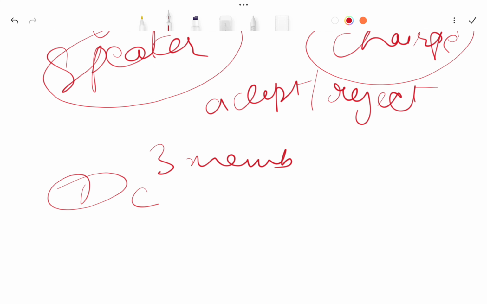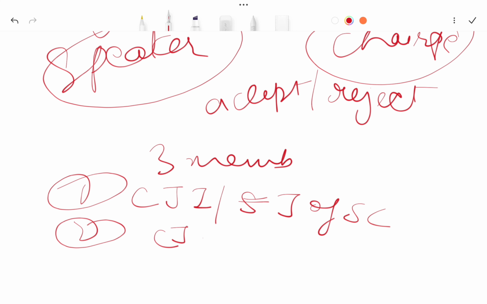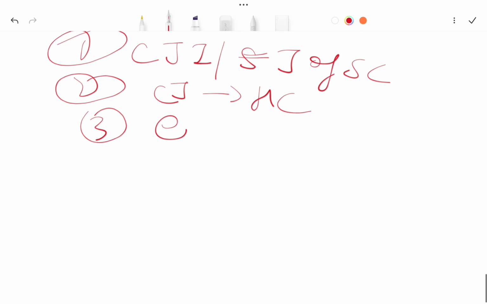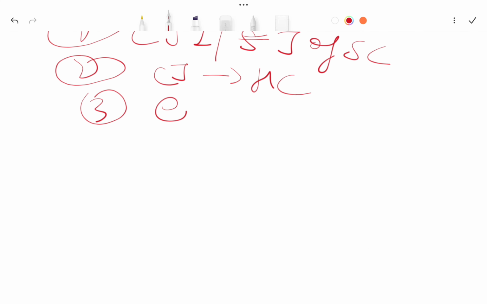The first one is the Chief Justice of India or any judge of the Supreme Court. The second one is the Chief Justice of a High Court, and the third one is an eminent jurist, that means any judicial expert. If the committee finds the judge to be guilty, then the house can take up the consideration of the motion. Then it will be passed by a special majority, and I have explained what a special majority is.